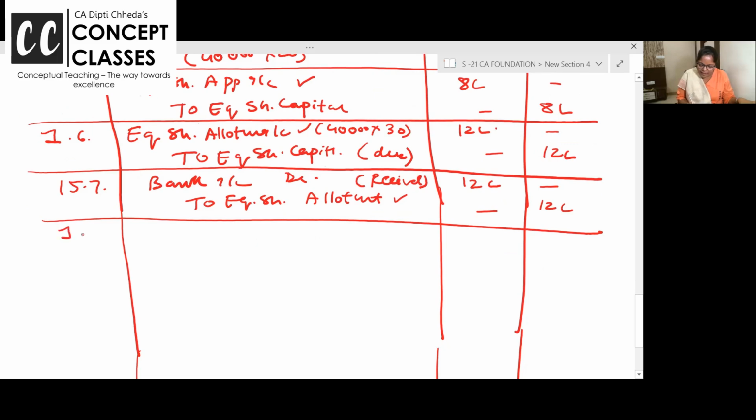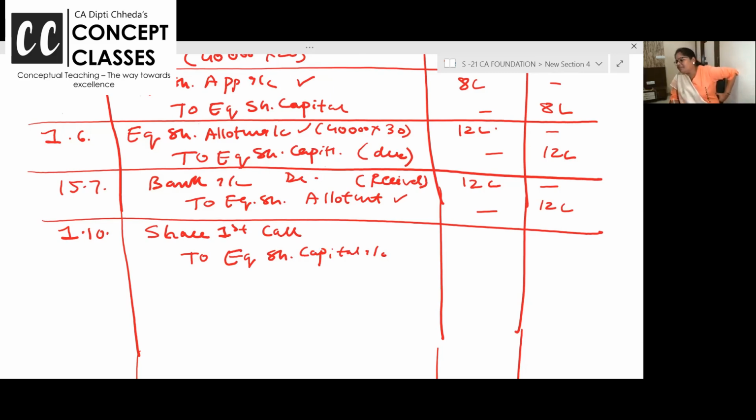On 1st October, we have made the first call due. Equity share first call account debit to equity share capital account. 40,000 shares multiplied by 25. Now I need a calculator which I am not able to find. 1 second.